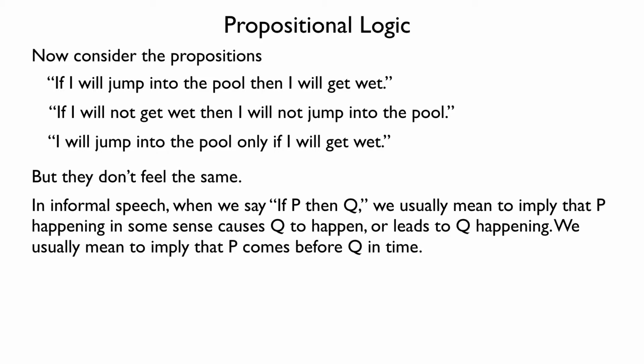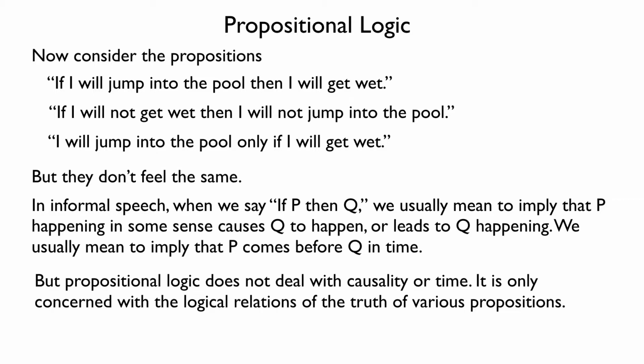Well, in informal speech, when we say if P then Q, we usually mean to imply that P happening in some sense causes Q to happen or leads to Q happening. We usually mean to say that if P happens, then Q will happen because P happens. And if P and Q occur in time, we usually mean to imply that P comes before Q in time. But propositional logic does not deal with causality or time. It is only concerned with the logical relations of the truth of various propositions.